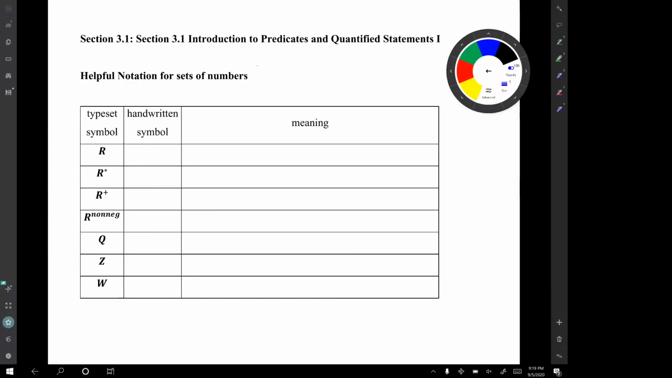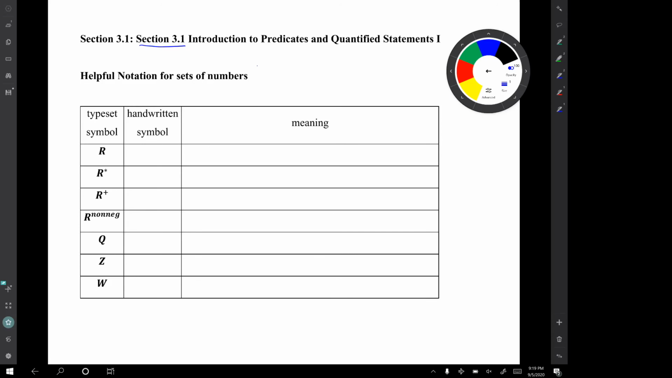Hi, I'm Mark Barsamian. In this video, I'll be discussing predicates and quantified statements. This content is from section 3.1 in the book. Before we start, it's useful to review some notation for sets of numbers.